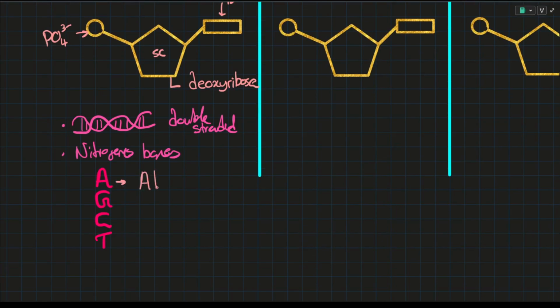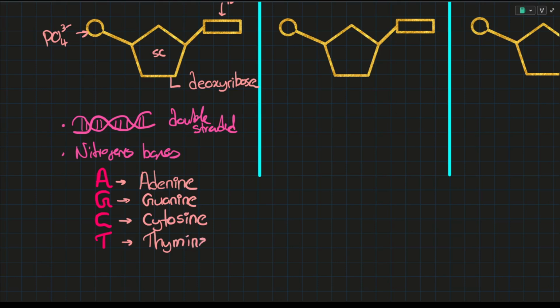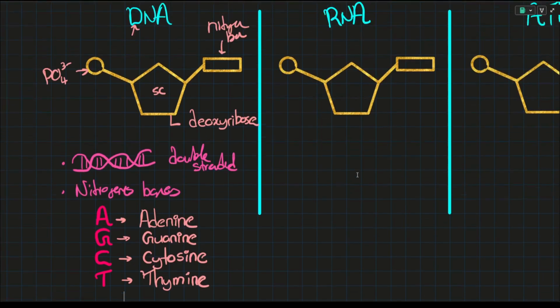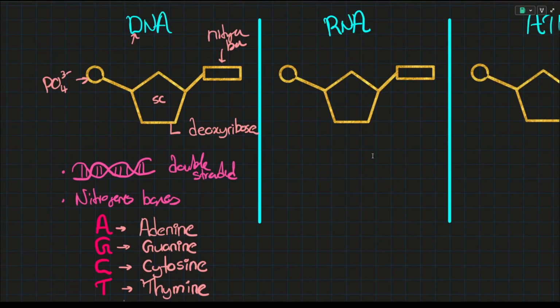A stands for adenine. G stands for guanine. C stands for cytosine. The T here stands for thymine. Simple. Adenine, guanine, cytosine, thymine. These are the 4 nitrogenous bases that DNA would have.